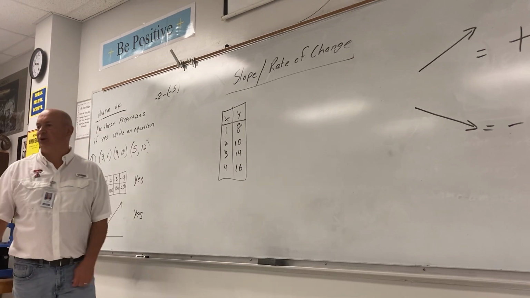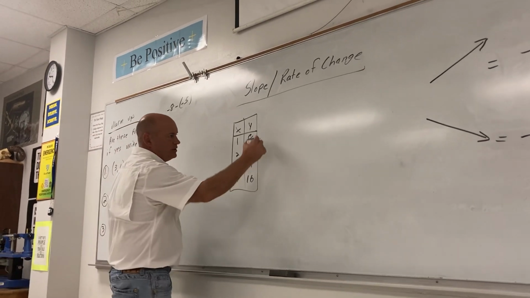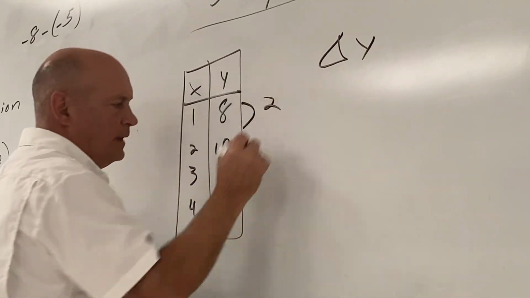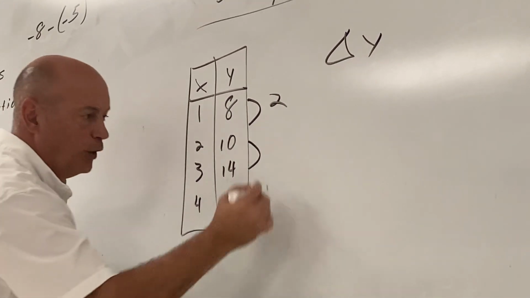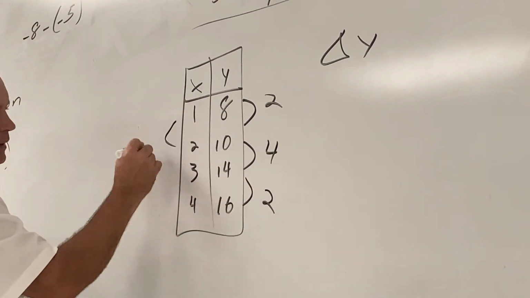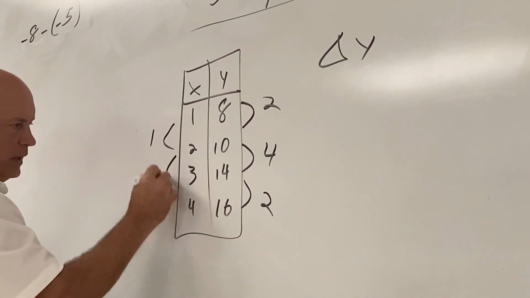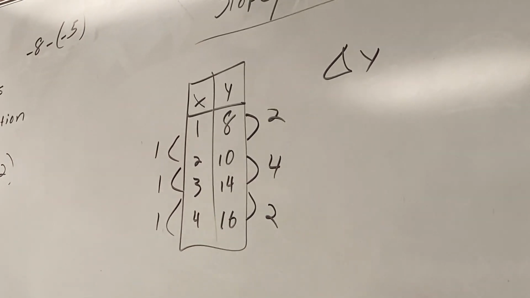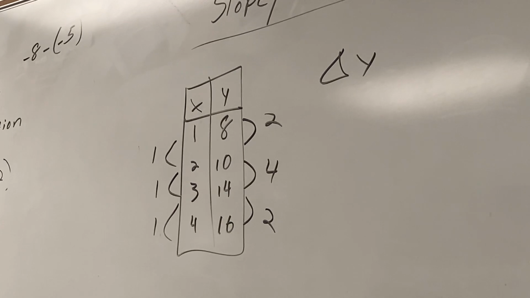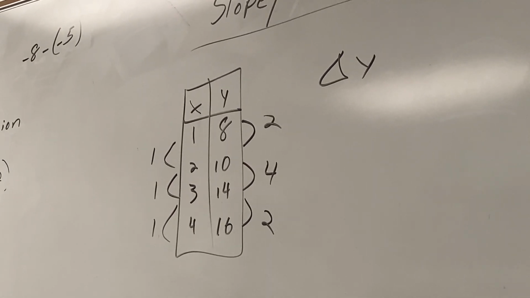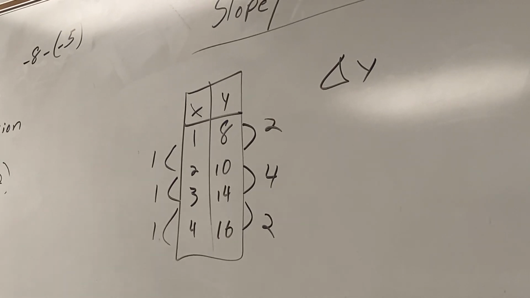Let's find the slope real quick. This is an easy one. How much are the y's changing? 2. How about here? 4. How about here? 2. How about here? 1. Here? 1. Here? 1. Okay. For you to be able to find the slope, it has to be the same all the way through the graph. Are you with me?